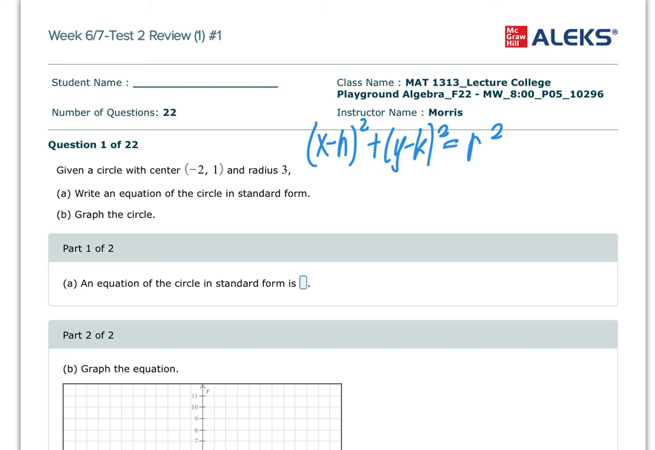For this first question, we need to know what the equation of a circle is, because it's asking us to write the equation of a circle. So the equation of a circle is (x minus h) squared plus (y minus k) squared equals r squared. This h and k right here, that's our center, and it comes from the coordinate that they gave us. The h is the x coordinate, and the k is the y coordinate, and right here on the end, that's just our radius squared.